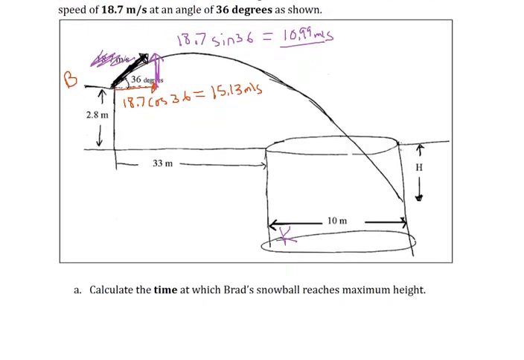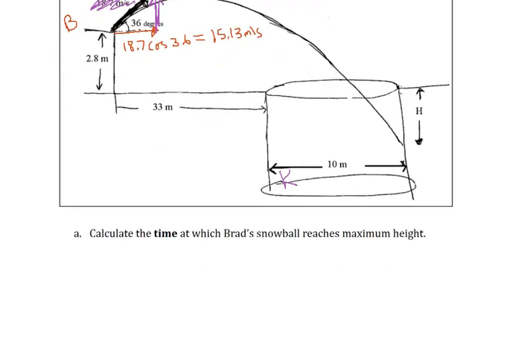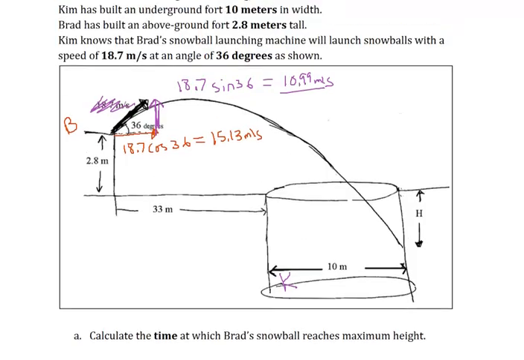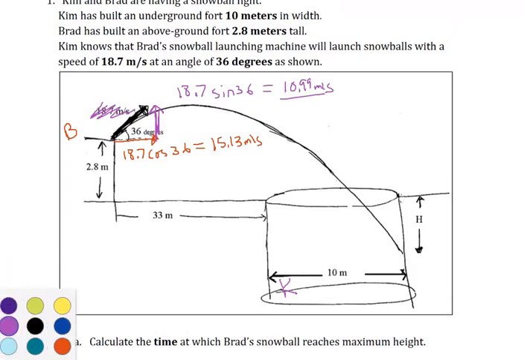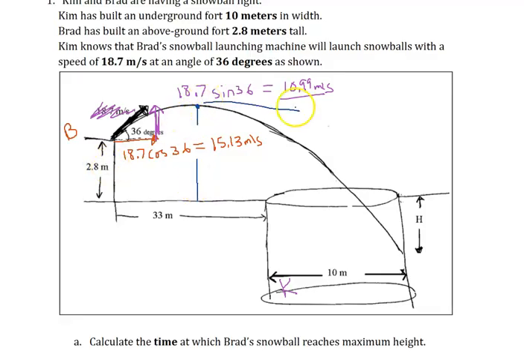All right, so question number one is calculate the time at which the snowball reaches maximum height. So even though this sounds like it's about a location, we don't know what that is. We just know it's bigger than 2.8. But what we do know is that for a split second, the Vy is 0 because it's transitioning from heading up to heading down.